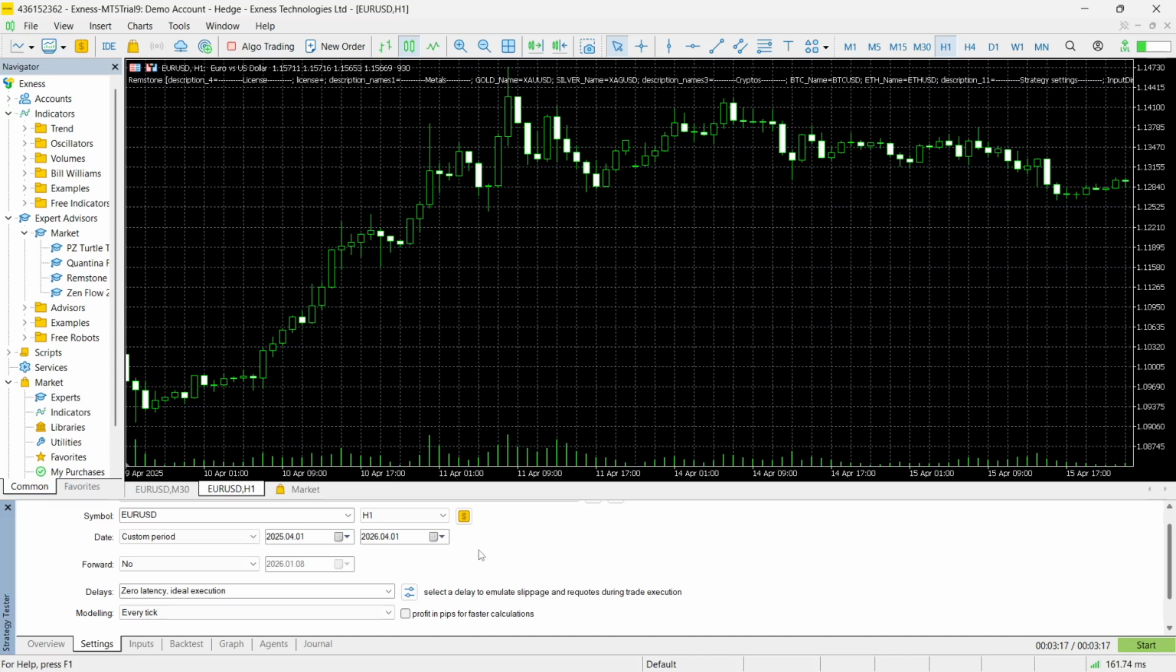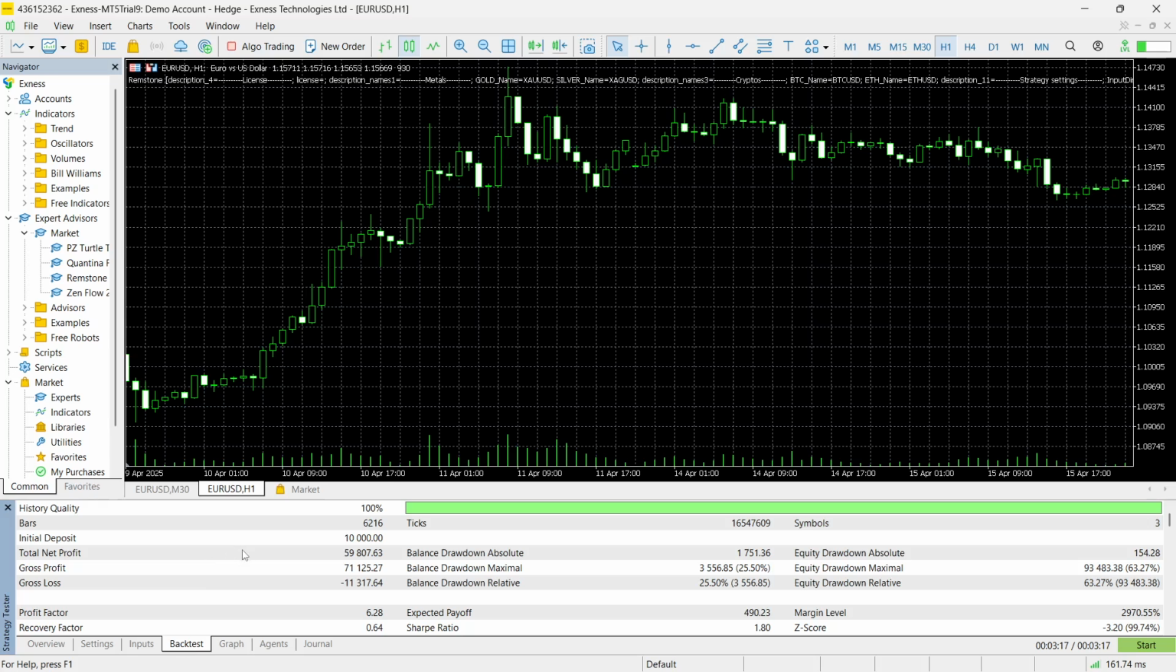I ran the EA over the developer's recommended type of environment as I earlier stated. And by the end of the period, the total net profit was just under $60,000, 59,807 to be exact. So we ended up around the 69 to 70k equity region at peak. The profit factor came in around 6.28, which is high. So the winners, when they came, were very strong relative to the losers.